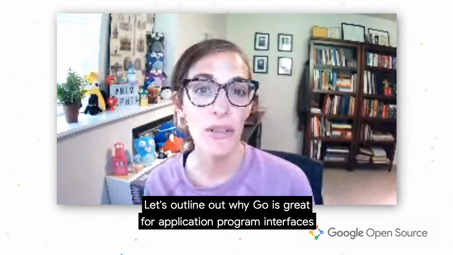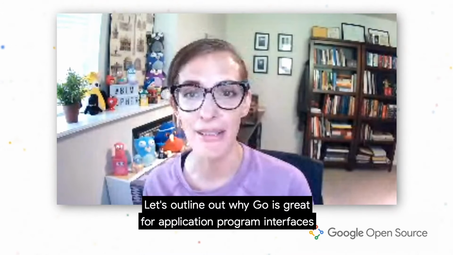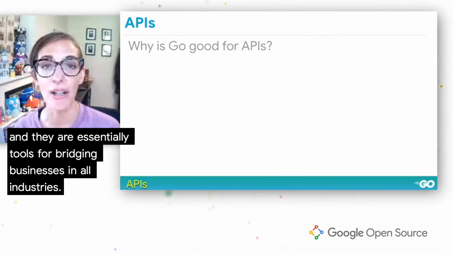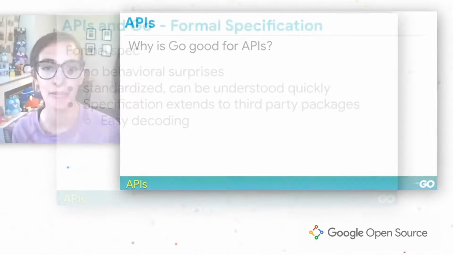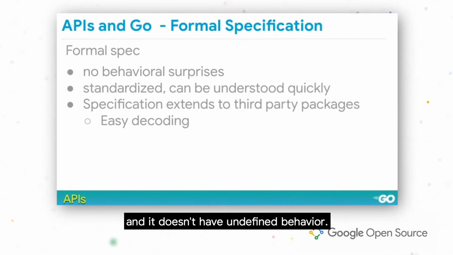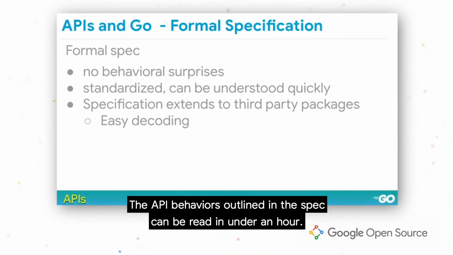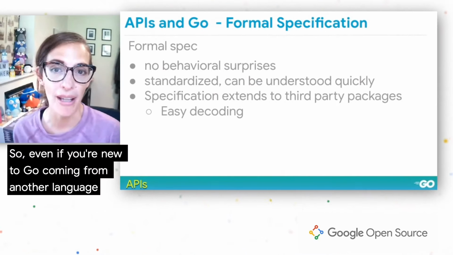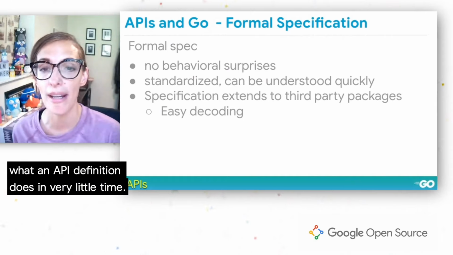Let's outline why Go is great for application program interfaces, or APIs. APIs allow the capabilities of one program to be used by another, and they are essentially tools for bridging businesses in all industries. Go is a language with a formal specification, and it doesn't have undefined behavior. The API behaviors outlined in the spec can be read in under an hour. So even if you're new to Go coming from another language, you can most likely know what an API definition does in very little time.